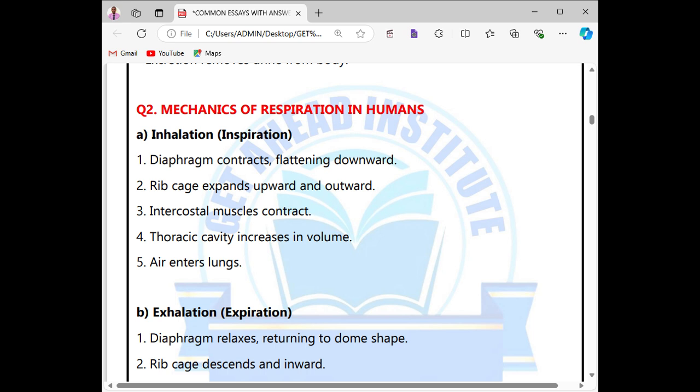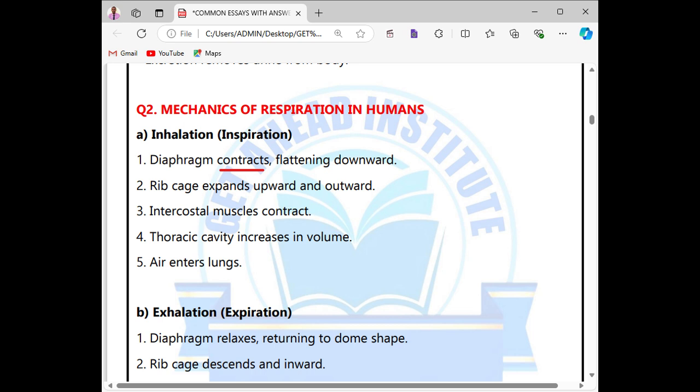So inspiration, we already know. During inspiration, the diaphragm basically contracts and it flattens downward. As we are talking, you can be practicing this so that you can have first-hand information on yourself. You can use yourself as a specimen. During inspiration, the diaphragm will contract and flatten downward. Then you discover that the rib cage will expand upward and outward. You can check that. And then you have intercostal muscles.